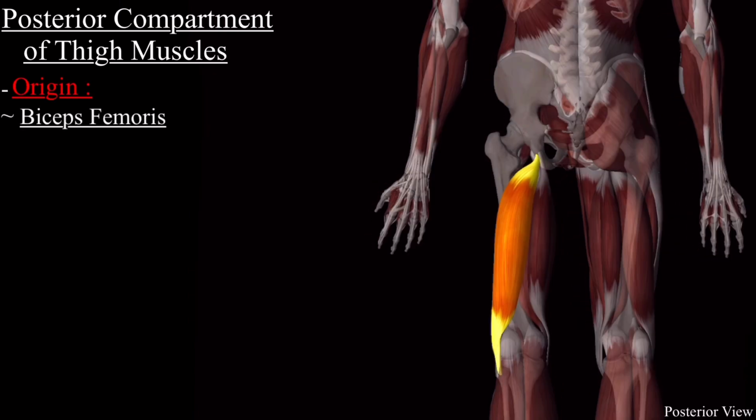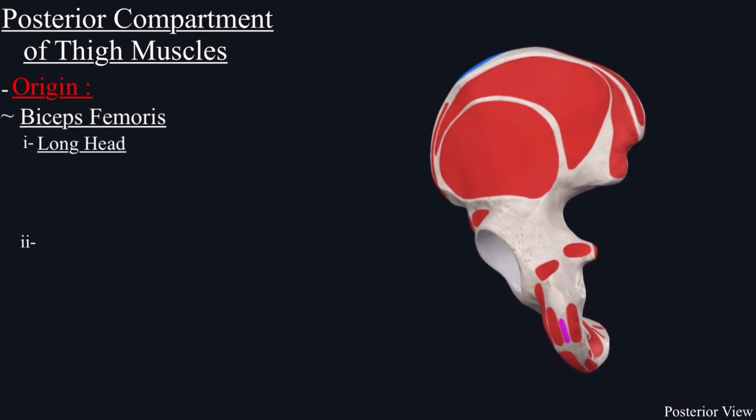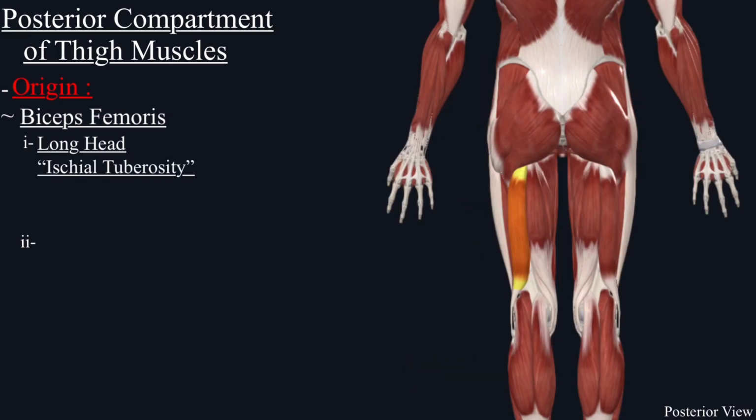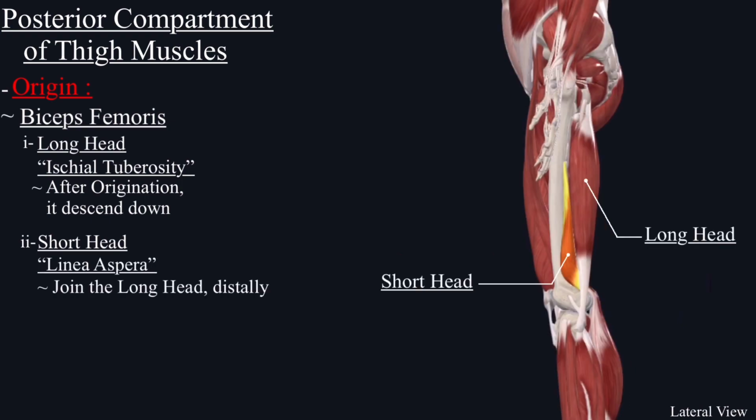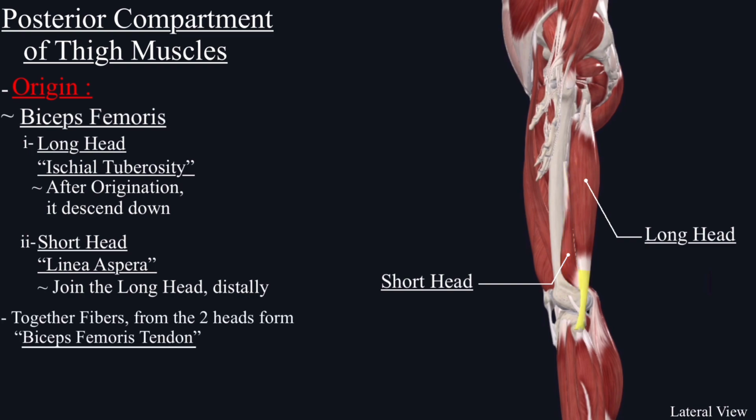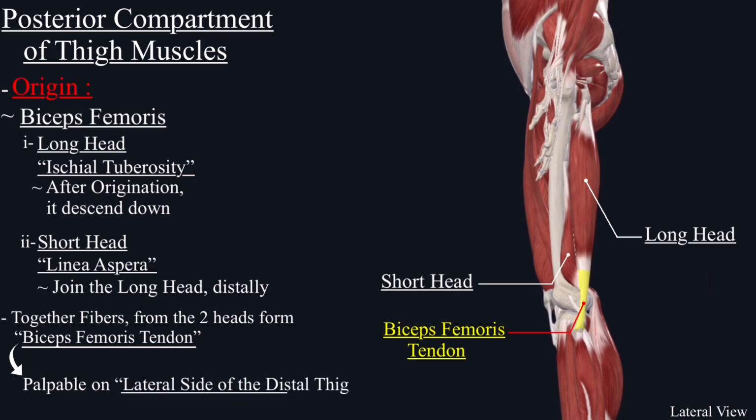First one is the biceps femoris muscle. The long head of the biceps femoris muscle originates from the ischial tuberosity, and after origination it descends down, while the short head of biceps femoris muscle originates from linea aspera and joins the long head distally. Together, fibers from the two heads form a tendon called biceps femoris tendon. This tendon is palpable on the lateral side of the distal thigh.